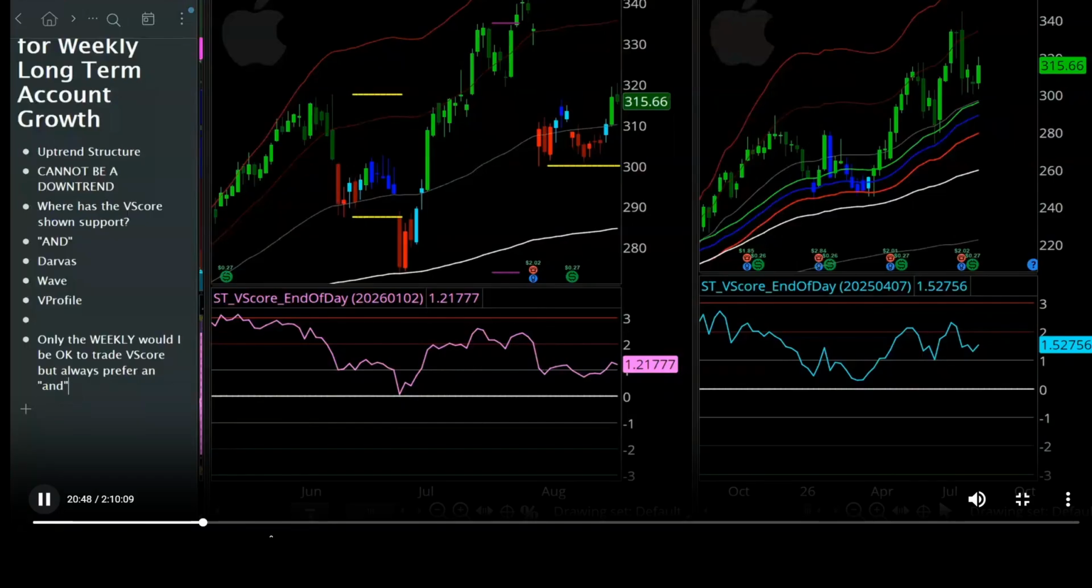It's probably the only thing that I would say, hey, if you want to do a standalone on the weekly, VScore would get the job done. But again, I'm always going to prefer an and. Everything else has to have an and. Ands are always going to be great. All right. Okay. So that is an example of a longer term.